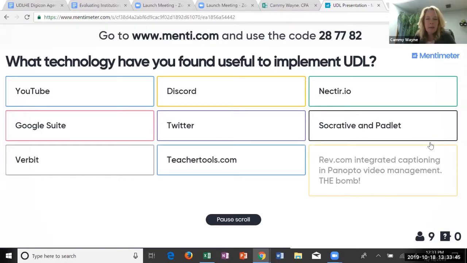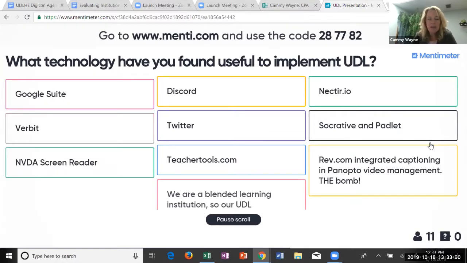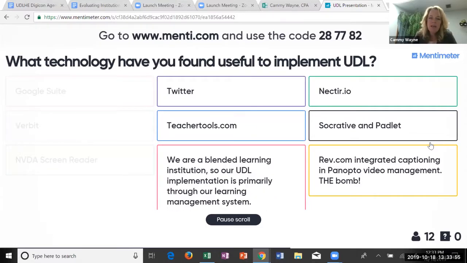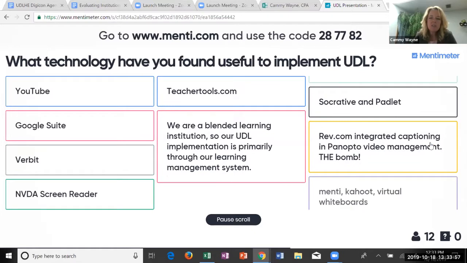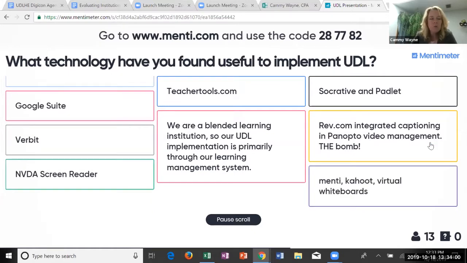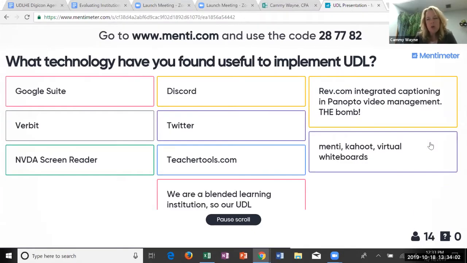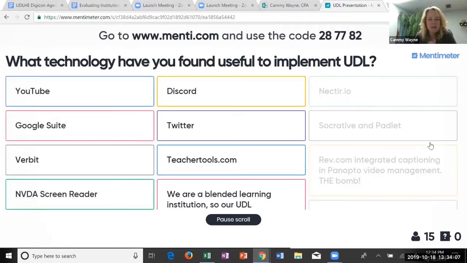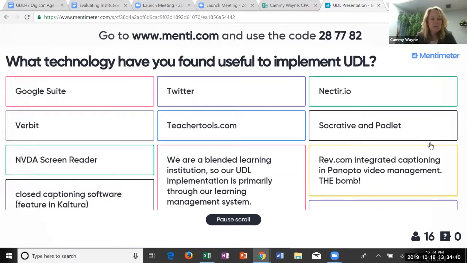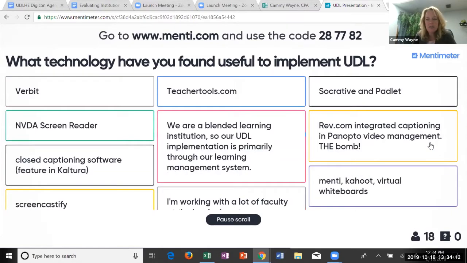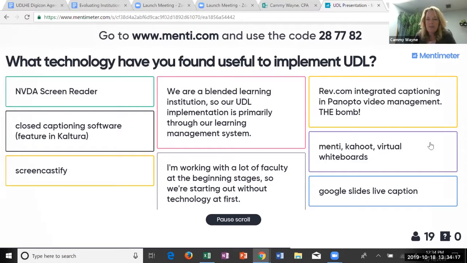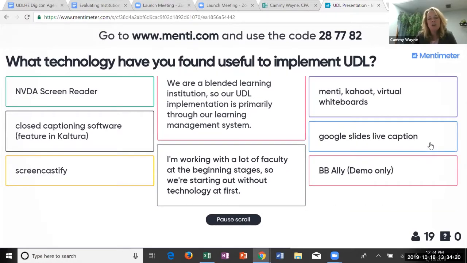I really like Padlet. I use that in particular with my online lectures since I teach in a flipped classroom. And this allows me to see those questions that students have while they're watching the lecture so that when I do go into the class, I can answer those questions immediately. There's a lot of closed captioning softwares. Google Slides with live caption. These are all great features.